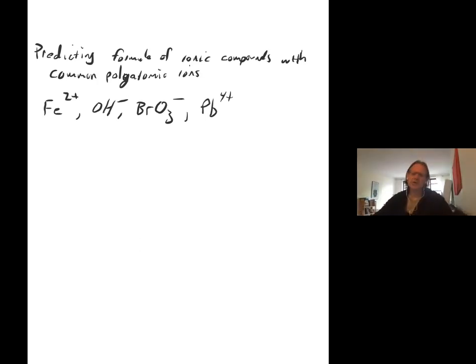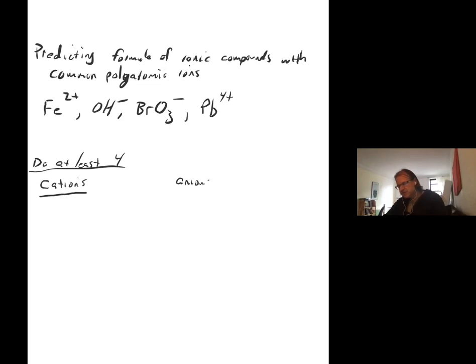Oh, they say at least 4. So at least 4. Okay, well, if you're taking a test and you see this problem, you might want to stop at 4, right? Because if you do more than 4, it takes more time. But let's take a look here. So here's the logic that I would use. What I would do is first identify the cations. So I'm going to separate them into cations and anions so that you can see what the possibilities are. So this one's positive.